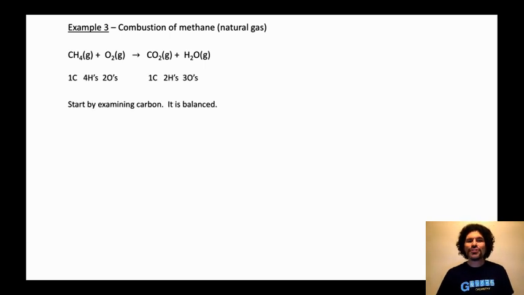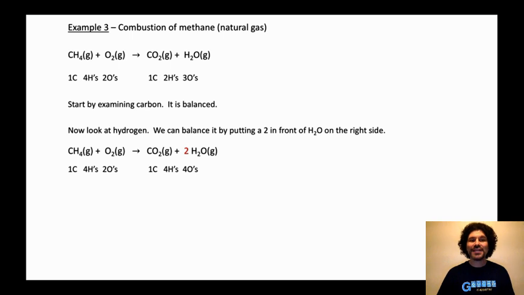So what we sometimes do, especially now that we're getting involved with 3 different elements to worry about, is we can label on each side how many atoms of each element we have. The left side has 1 carbon, 4 hydrogens, and 2 oxygens. The right side has 1 carbon, 2 hydrogens, and 3 oxygens. So, following the rule to look for things that only appear in one place on each side of the equation, carbon is a logical place to start. And luckily for us, carbon is already balanced.